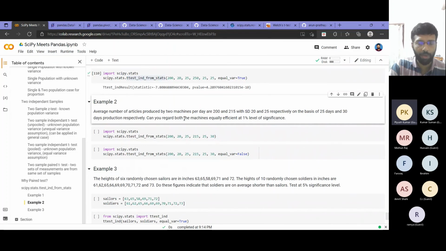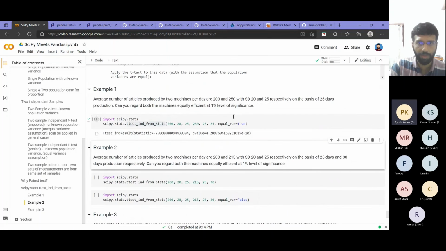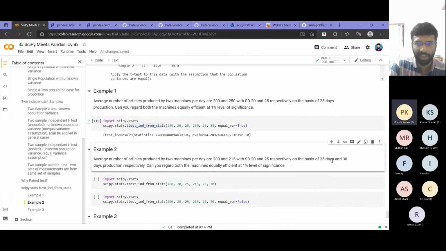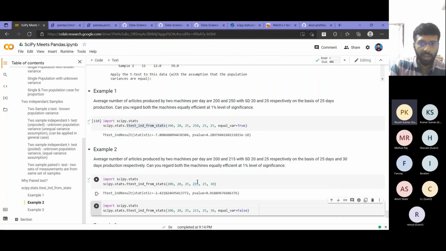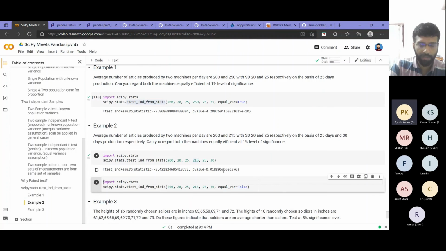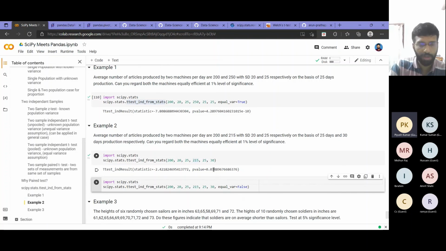And second case is average number of articles produced are 200 and 210. Similar to previous question, but the number of days I have changed to 25 and 30. If you can see, this third value I have changed to 25 and 30, 200 and 215 are mean values, 20 and 25 are standard deviation. So same thing I do, same way I will get p-value as 0.01, which is less than 5% significance, so I can reject my null hypothesis. If I consider 1%, then it is greater than that, so I cannot reject. So that depends on my significance values. I can either accept or reject this.